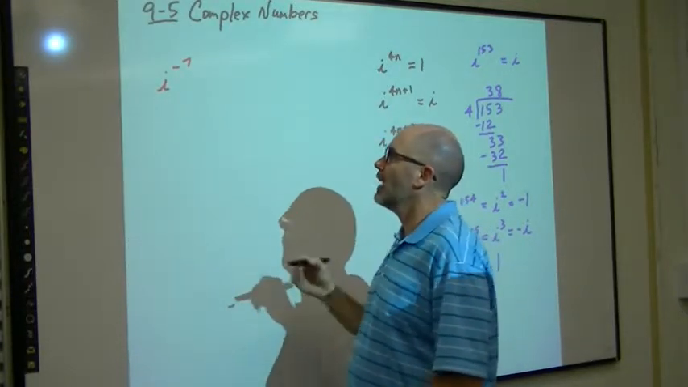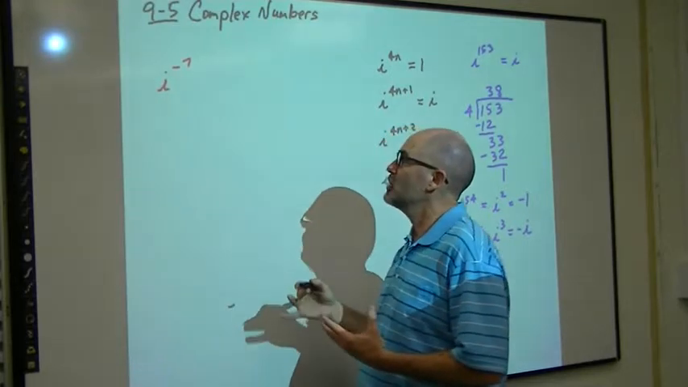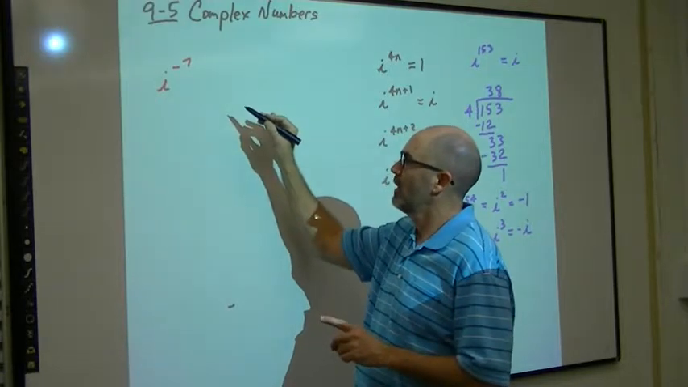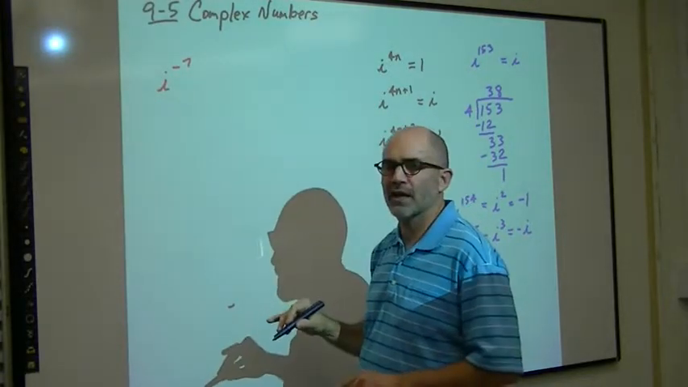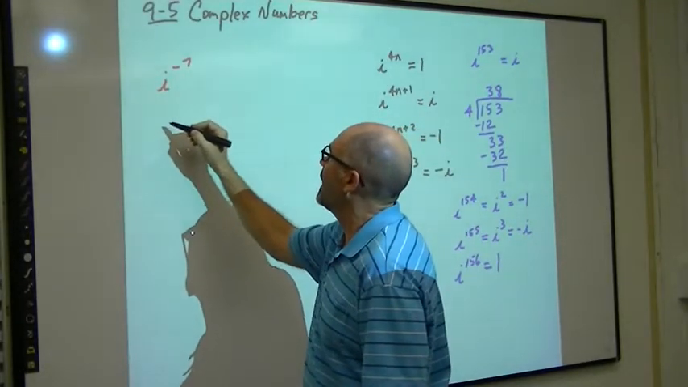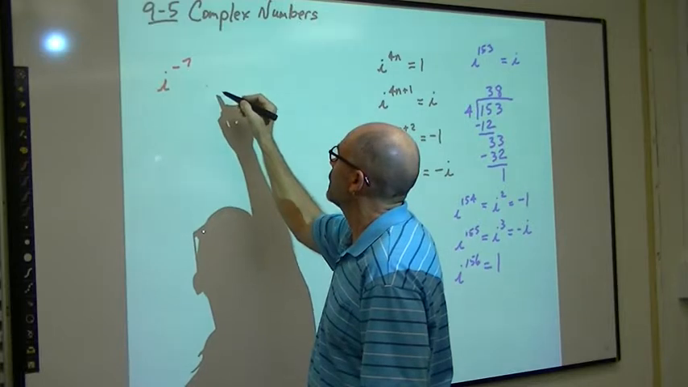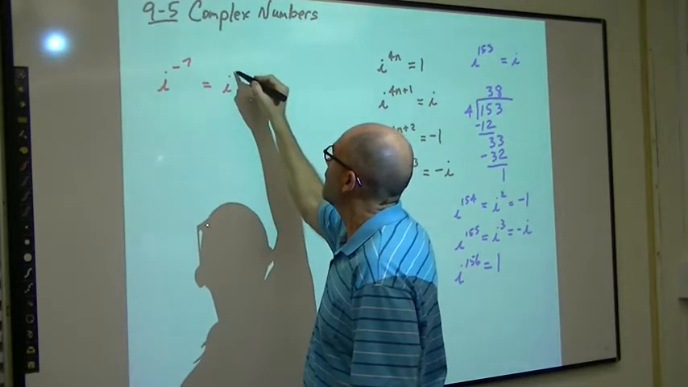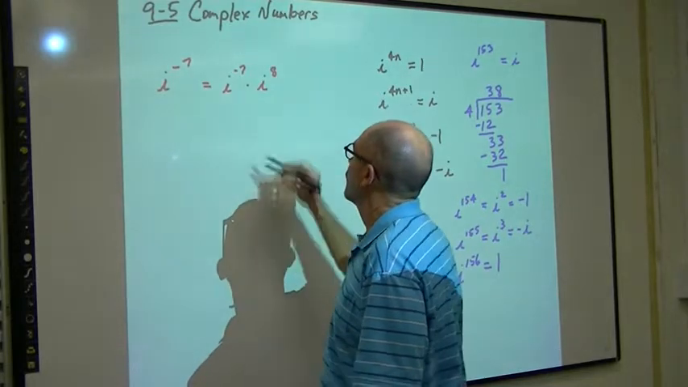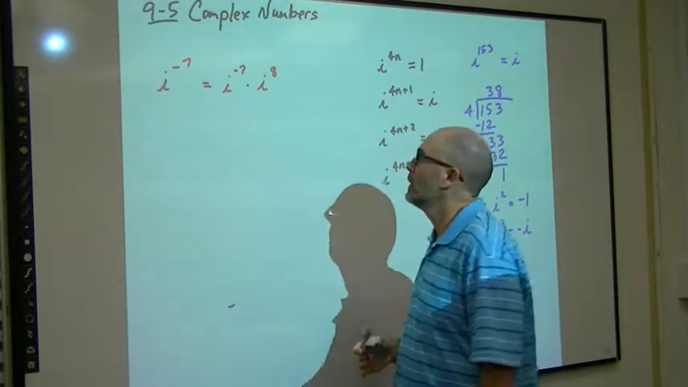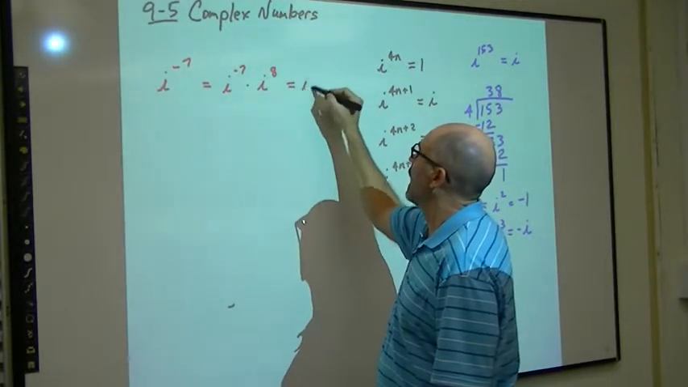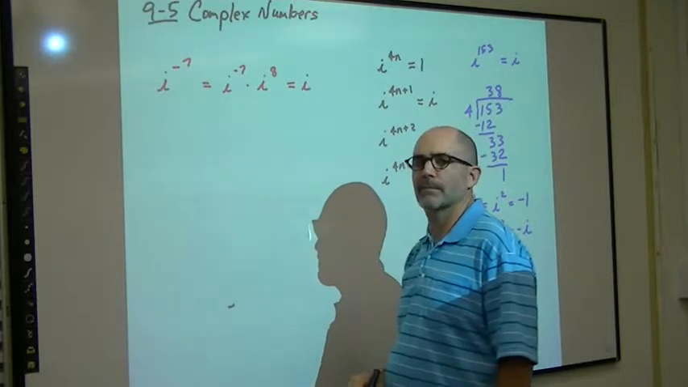Okay, now, what I like to do is just add the smallest multiple of 4 that's going to get me up over 0 into the positives. So I could say i to the negative 7th equals i to the negative 7th times i to the 8th. Because remember, i to the 8th is 1. So when I'm multiplying by i to the 8th, I'm just multiplying by 1. So this equals i, and that's it, game over.